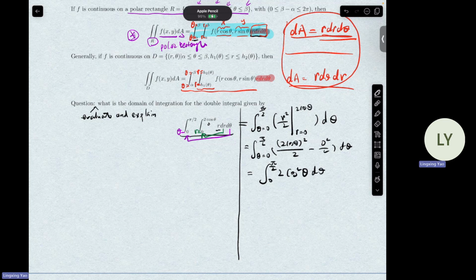And here we want to talk about the trig identity. How do we integrate this? So if we want to, there are a couple of ways we can do that.